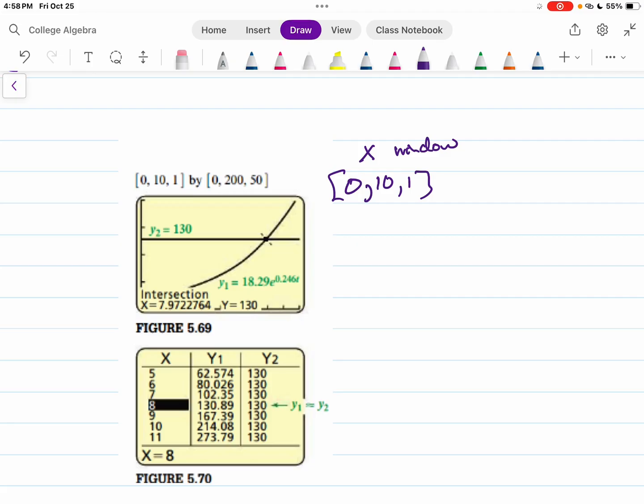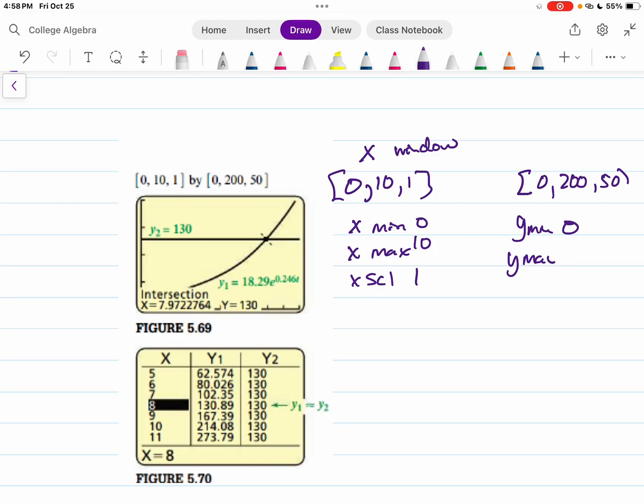If you press window and go through, the X min is 0, the X max is 10, and the X scale is 1. And then the second set is the Y values. So the Y min is 0, the Y max is 200. Now we know it's hard to put 200 lines going vertically, so we're going to say the Y scale, let's go by 50s. That way we actually see it a little bit easier.